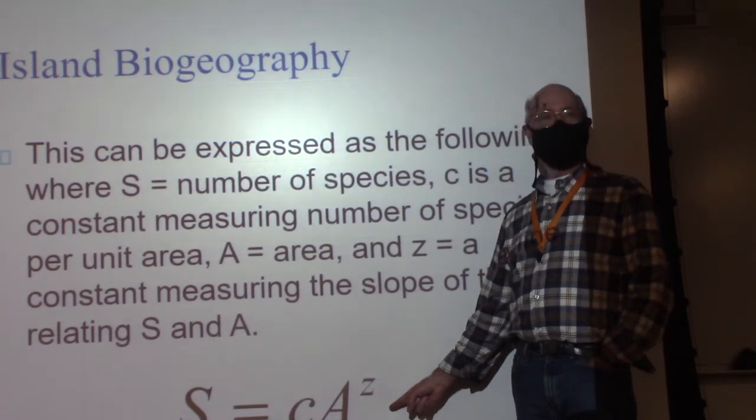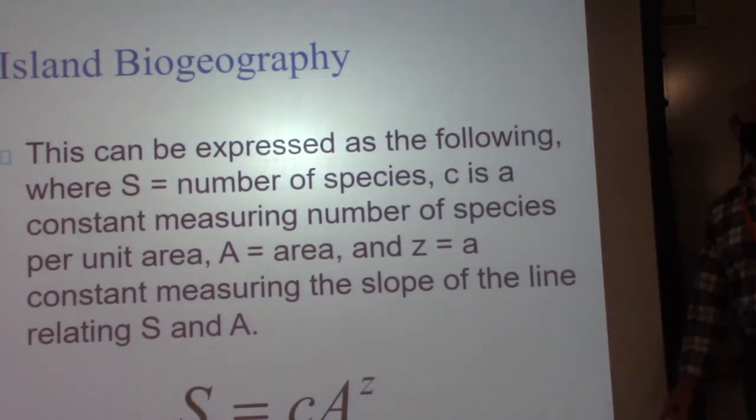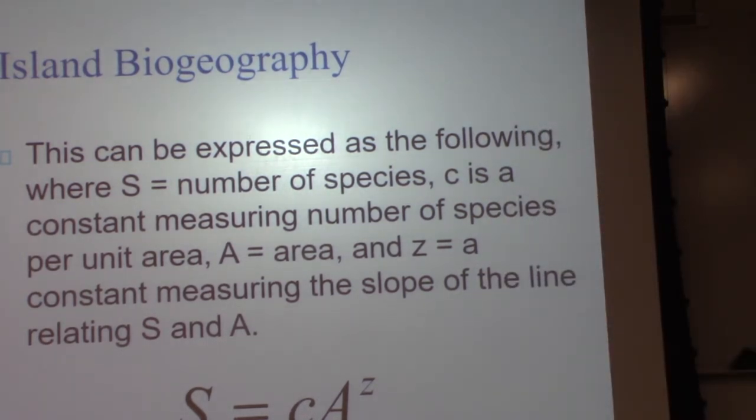Is that the equation of a line? What is that the equation of? If S is number of species and A is area, C is going to be a constant. What happens if you take the log of both sides of that? What's the log of C times A raised to the Z power?